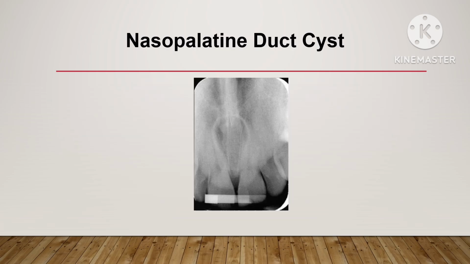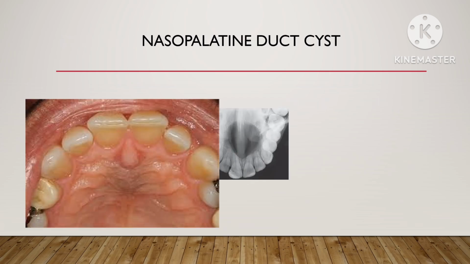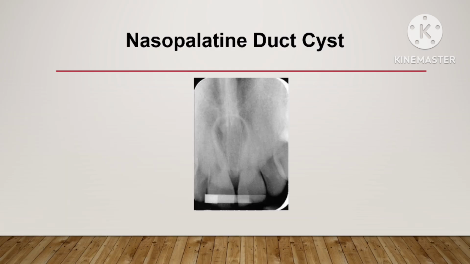Here are some examples of non-odontogenic cysts that might appear in the periapical region. The first of all is nasopalatine cyst, which is also known as the incisive canal cyst. The most common non-odontogenic cyst, it forms in the nasopalatine canal between the maxillary central incisors. It appears as a round or heart-shaped radiolucency, and it can be mistaken for a periapical lesion as well.